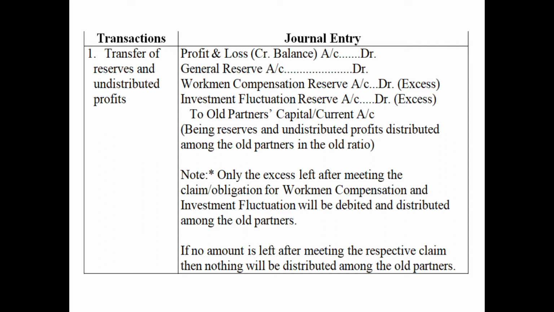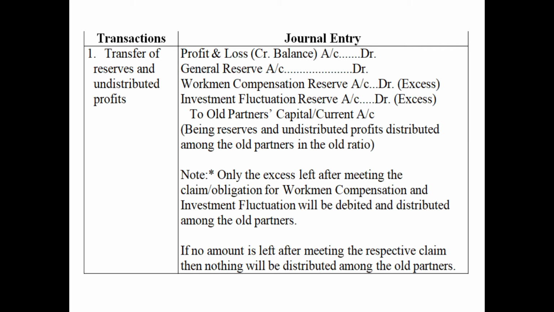There might be a reserve fund. So in that case, reserve fund will also be debited. That means while distributing the undistributed profit, any undistributed profit or any reserve will be debited in the entry. To what will we be crediting? Old partners' capital or current account. As you can see in the narration, reserves and undistributed profits are distributed among the old partners in the old ratio.